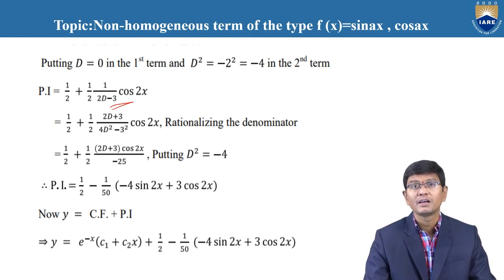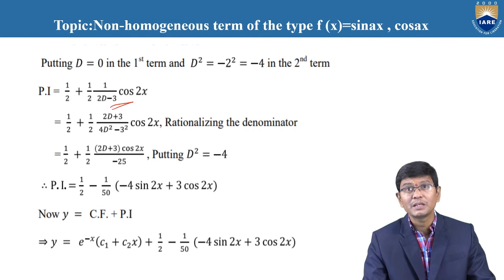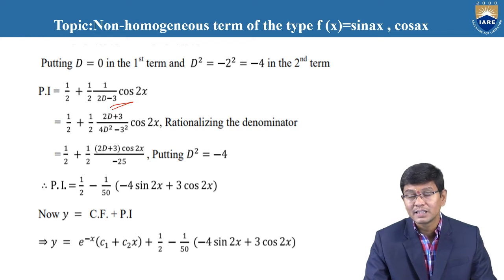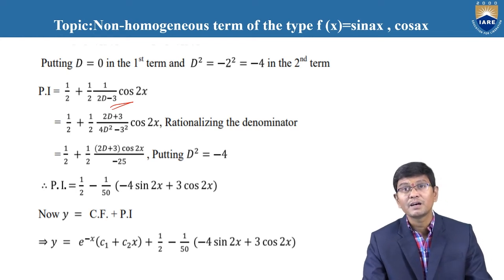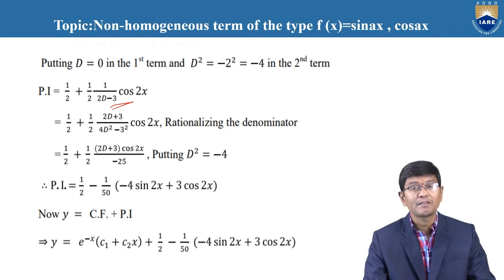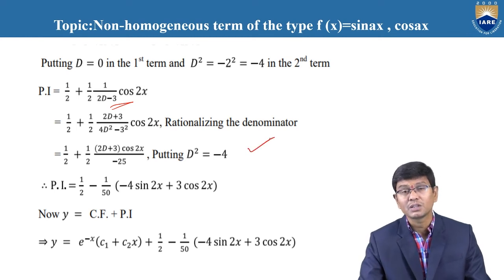Therefore, further we obtain 1 by 2 plus 1 by 2 into 2d plus 3 by the denominator a plus b into a minus b. That is nothing but rationalizing the denominator, and you obtain 4d square minus 3 square. Therefore, in the denominator, once again replace d square is equal to minus a square. After simplification, it is 1 by 2 plus 1 by 2 into 2d plus 3 into cos 2x by minus 25.